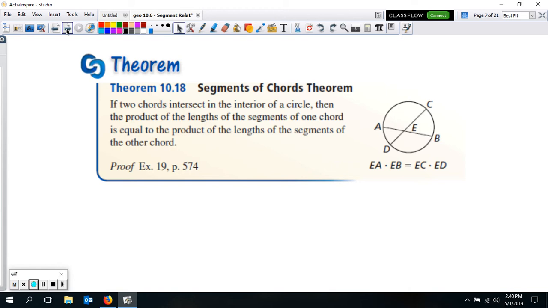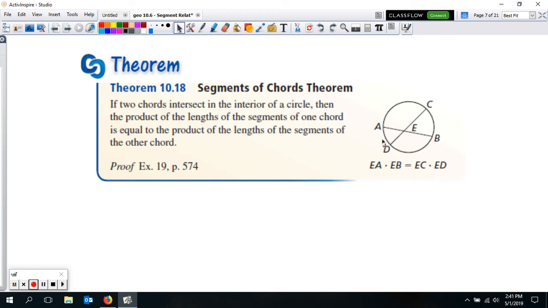First thing we're looking at is the segment of chords theorem. So remember, a chord is a segment going from one side of the circle to the other side, and this doesn't have to go through the diameter. It could be any chord. We're going to have two chords intersecting here. So it says if two chords intersect in the interior of the circle, so the intersection point is on the inside, then the product, multiplying, of the lengths of the segments of one chord is equal to the product of the lengths of the segments of the other chord.